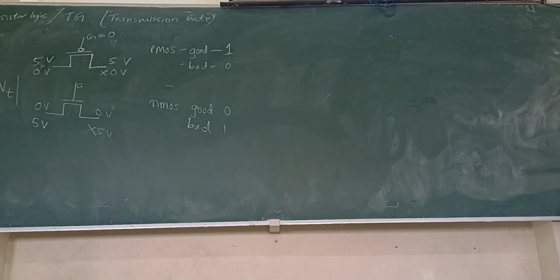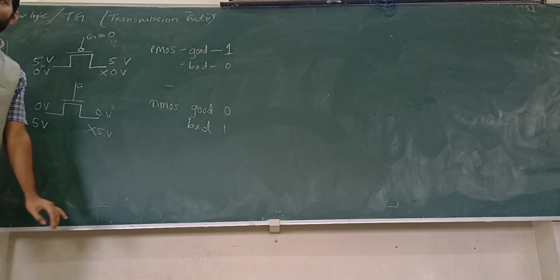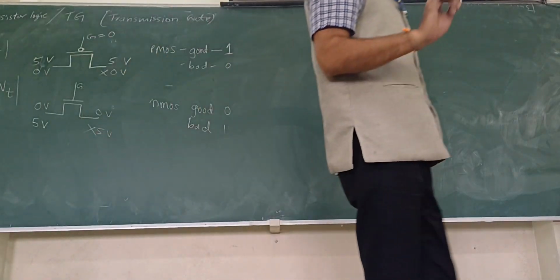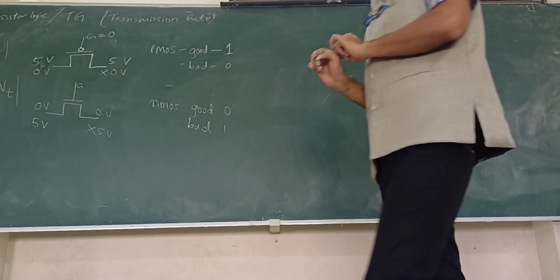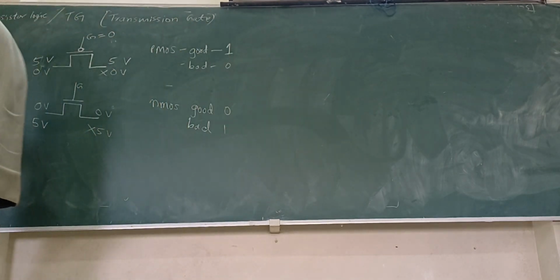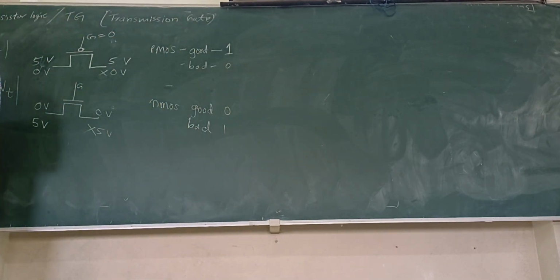just use this equation. You have to understand what VGS is. VGS is VG minus VS. What is VG? Gate voltage. What is VS? Source voltage. What is VT? It is the threshold voltage. What is threshold voltage? The minimum voltage to turn on that MOSFET.